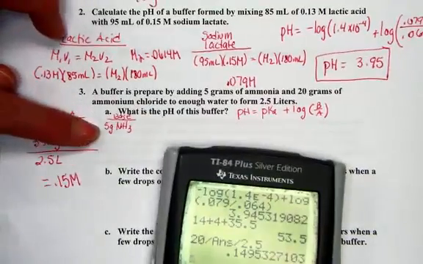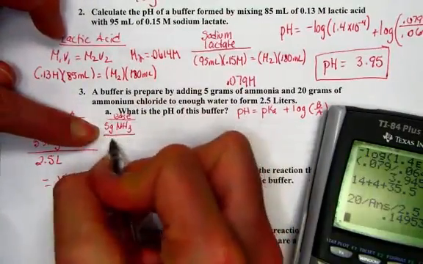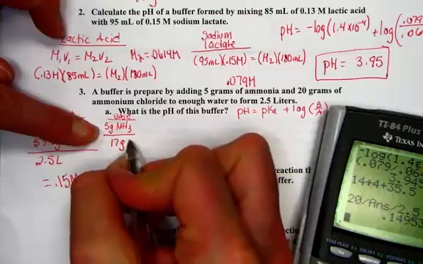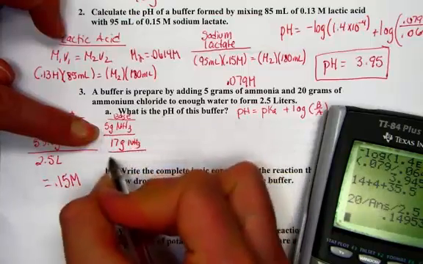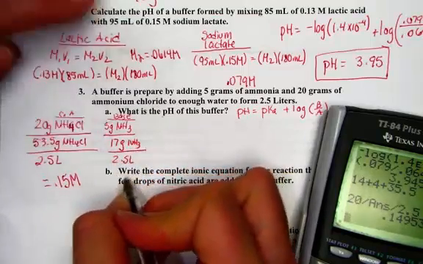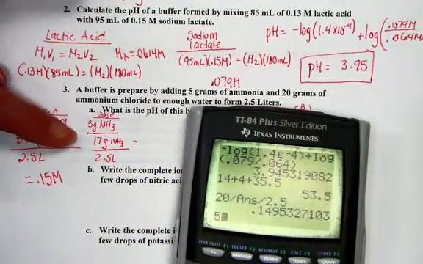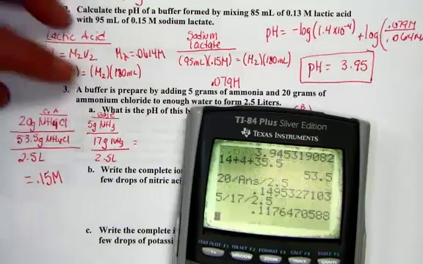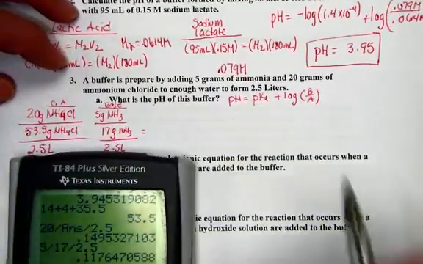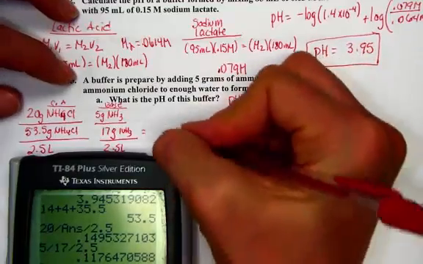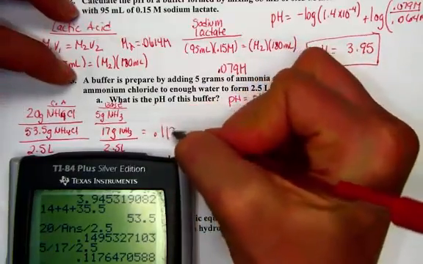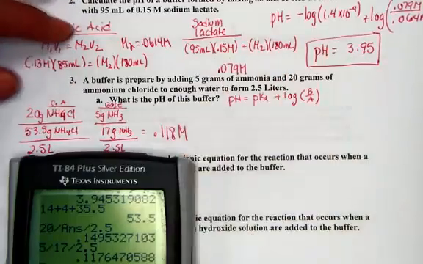On to the work for the base. 5 grams over the molar mass of 17 for ammonia per 2.5 liter solution. Calculating its molarity, 5 divided by 17 divided by 2.5 liters, I have 0.1176. Let's make that 0.118 molar for the base.